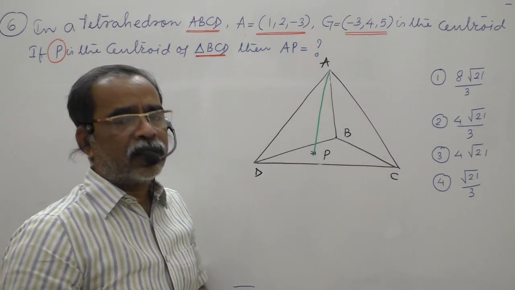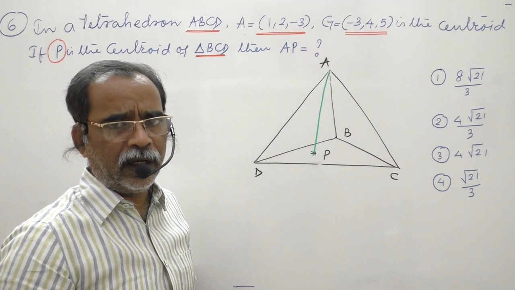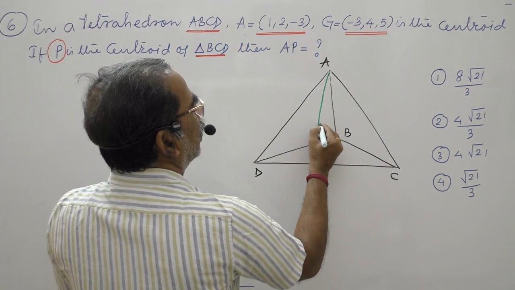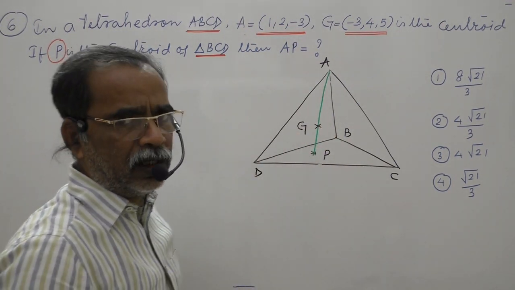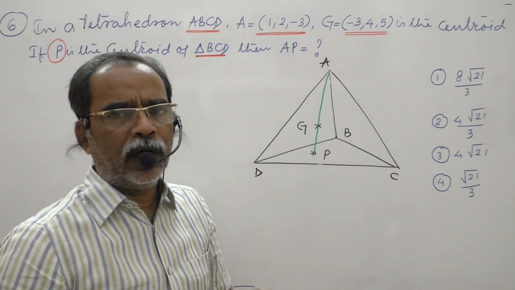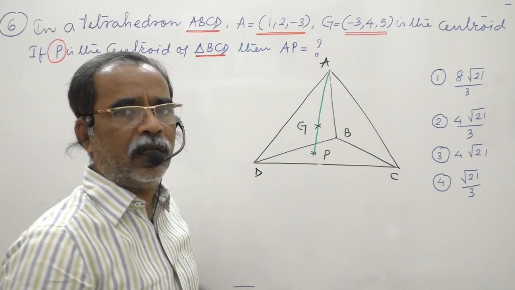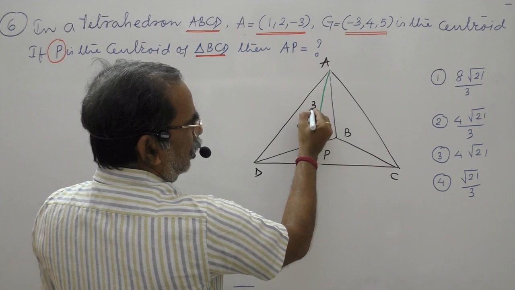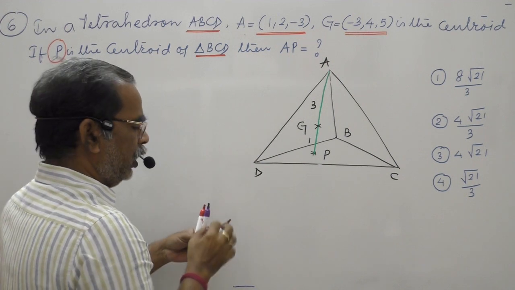Okay. Since the centroid is the common point of these 4 lines, it belongs to all the 4. Therefore, the centroid definitely lies on this. So what is the centroid? It is the point of concurrence of 4 such lines. Common point of concurrence means it belongs to all the 4. Therefore, it must lie on this. And what is the property? This G divides all the 4 lines in the ratio 3:1. What is the ratio? 3:1.